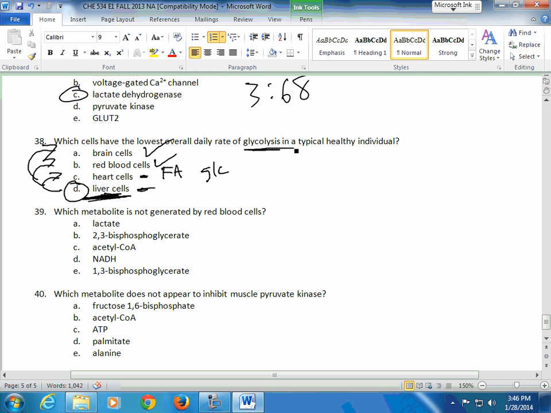So metabolites not generated by red blood cells. Remember, it goes from pyruvate to lactate. It stops there. Normally, in most cells, it's going to go from pyruvate to acetyl-CoA into the Krebs cycle. For red blood cells, it stops there. So review everything about red blood cells. I think it's come up like 5 times throughout this test. This is glycolysis, red blood cell specific, red blood cell, and muscle cells.